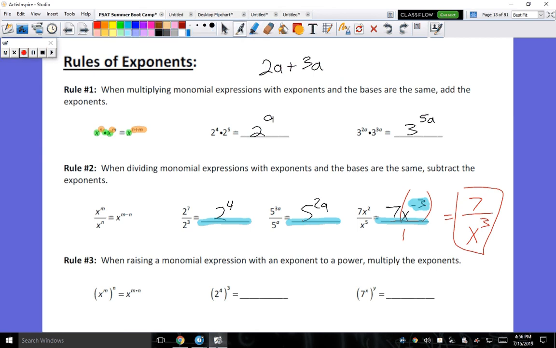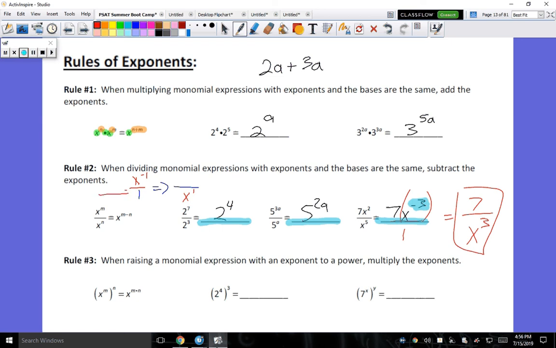If I have 1 over, actually I'll do it like this. I'll do x to the negative 1. Just like that. What's understood to be in the denominator? 1. What does this change to? 1 over x to the positive 1, right? You see how the x went across and became positive?